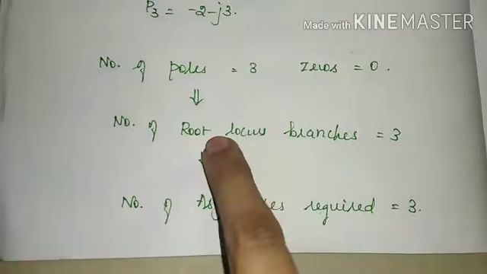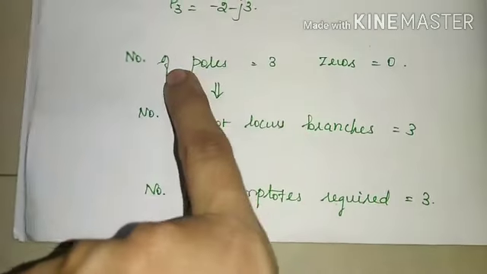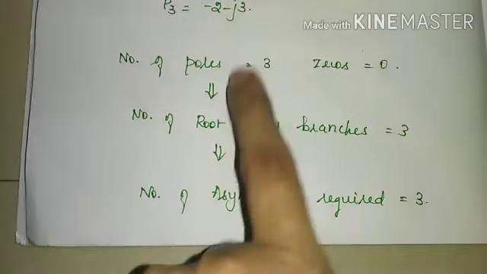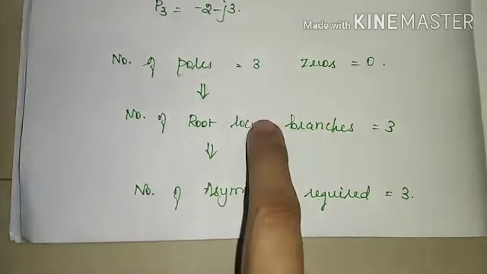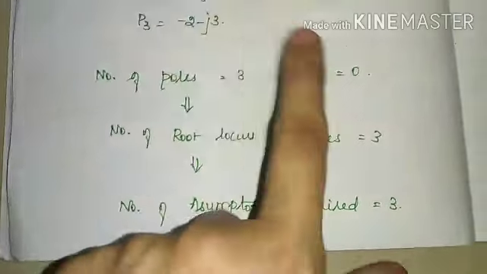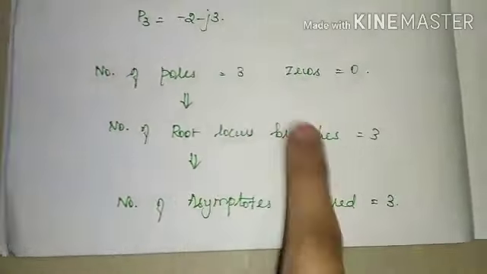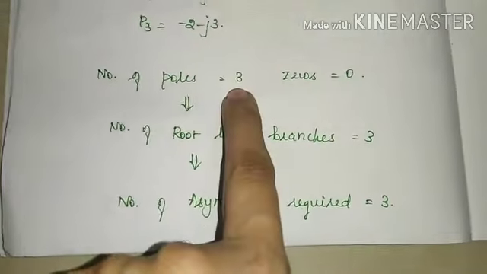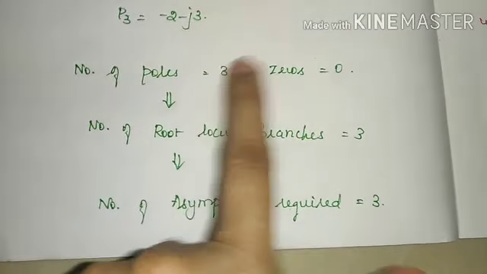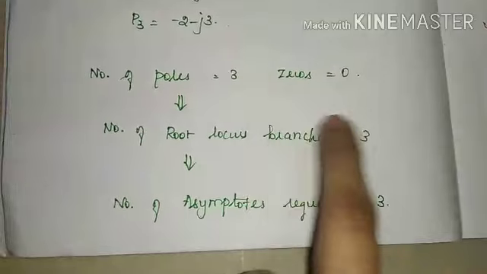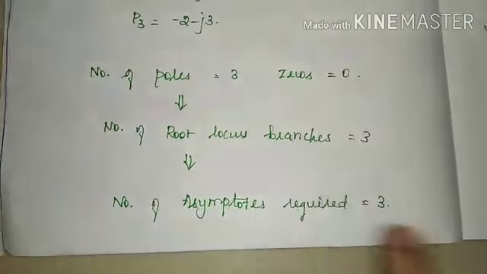Generally, the root locus starts from the poles and ends at the zeros. This is the condition for root locus. Root locus branches will start from the poles and end at the zeros. So, the number of root locus branches will be 3, because the number of poles is 3.